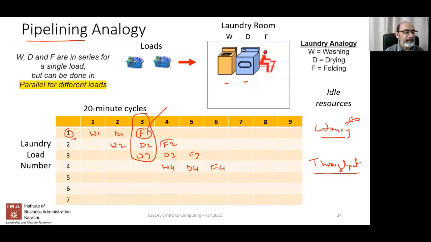Then in the next 20 minutes, another load comes out, and in the next 20 minutes, another load comes out. You can see that every 20 minutes, a laundry is being completed. So that's the throughput. And how would you determine the throughput? How would you state the throughput? Latency can be thought of in terms of time, right? What are the units for throughput?